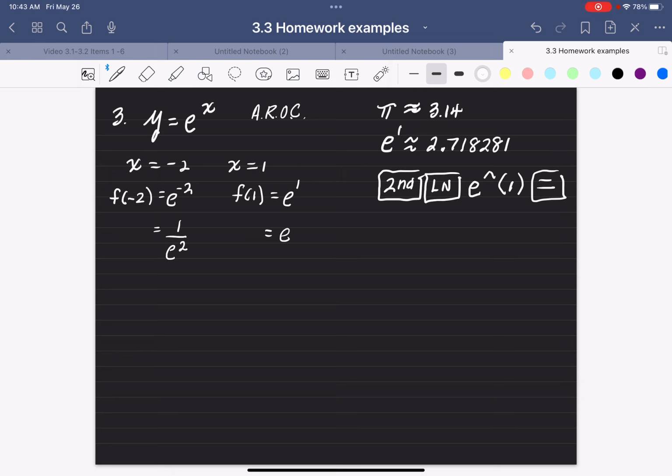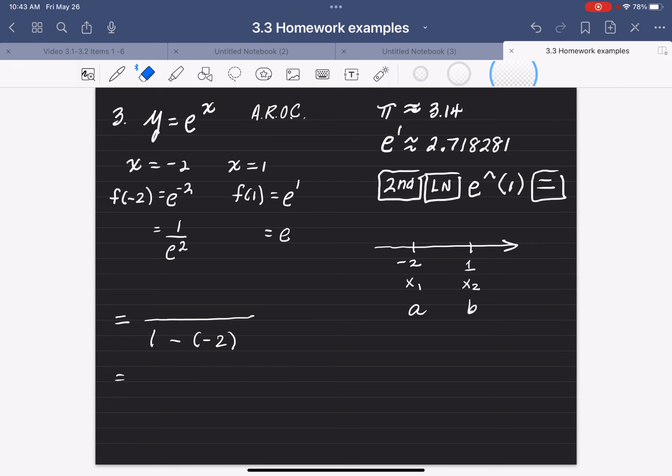So remember, 1 is our second. We're moving this way, right? And so negative 2 comes first. That's our x1. And 1 comes next. That's our x2. So in our denominator, we're going to have x2, 1 minus negative 2. And of course, in the function notation, this would be b minus a. Simplifying that, that's 1 plus 2, so that denominator is 3.